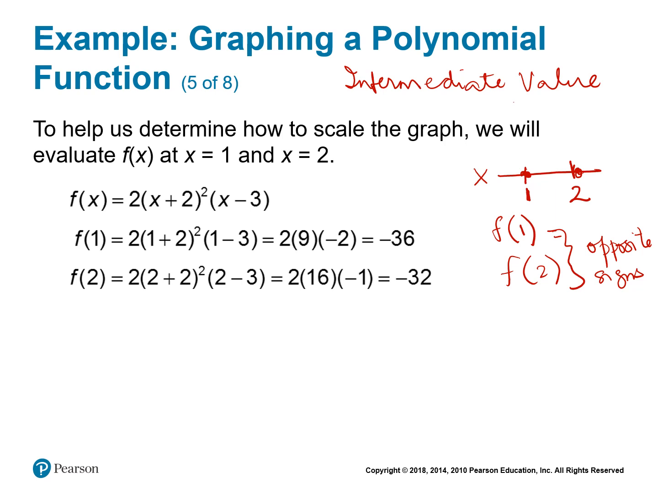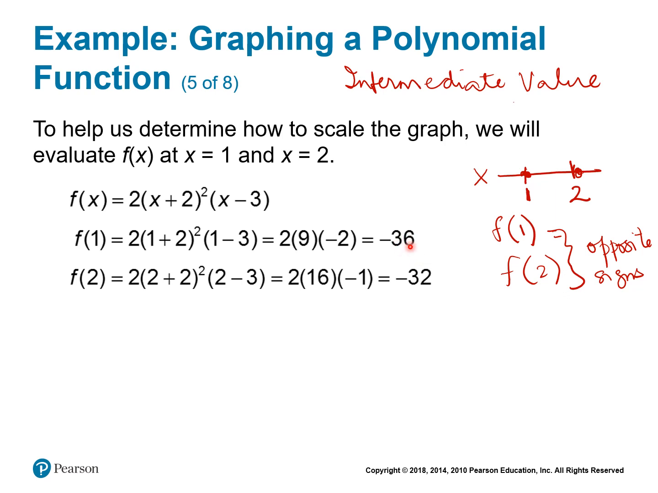So let's see what they've done here. They have done the same thing. They have calculated f of 1 by plugging in 1 into the polynomial, and they came up with -36. They've done the same thing with f of 2. They have plugged in 2 into the function wherever there was x and did the evaluation, and they came up with negative 32.